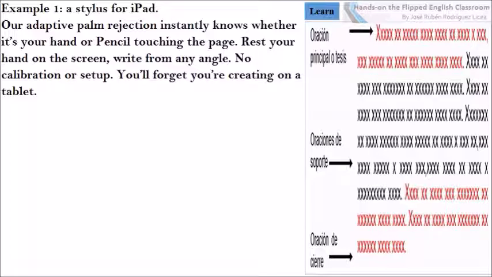Example 1, a stylus for iPad. Our adaptive palm rejection instantly knows whether it's your hand or pencil touching the page. Rest your hand on the screen, write from any angle. No calibration or setup. You'll forget you're creating on a tablet.